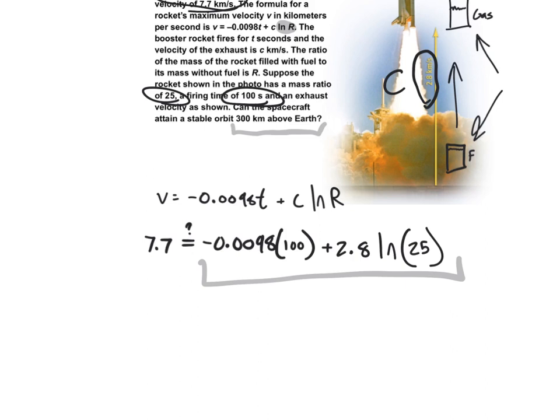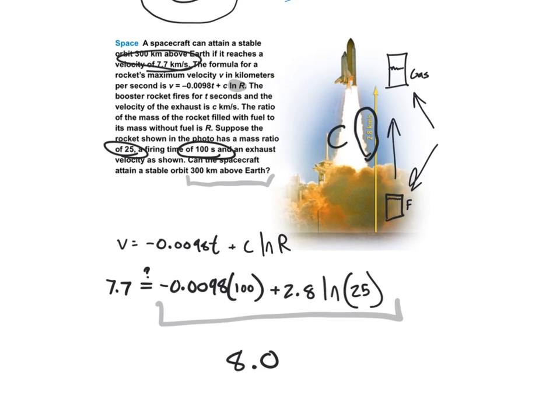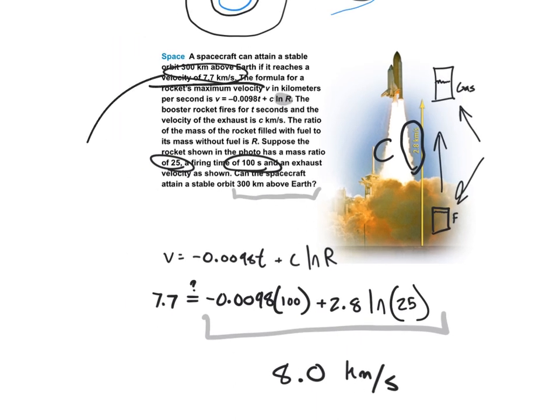All of this is just going to be typing it in. So if our rocket has these components to it, a firing time of 100 seconds, a velocity of the rocket's force as c of 2.8, and then the weight ratio of 25, if we type all this in on the calculator, we get a speed of this rocket overall going 8.0 kilometers per second, because that's the velocity unit that we're in.